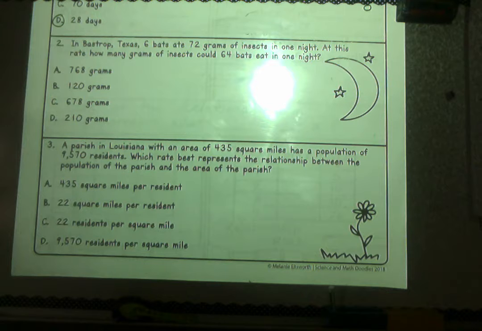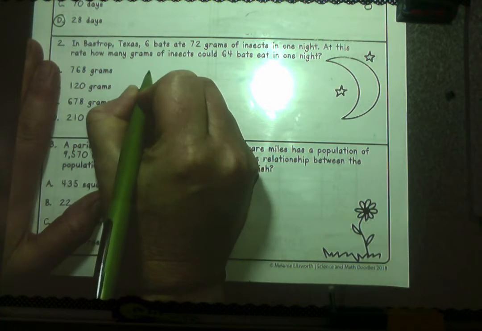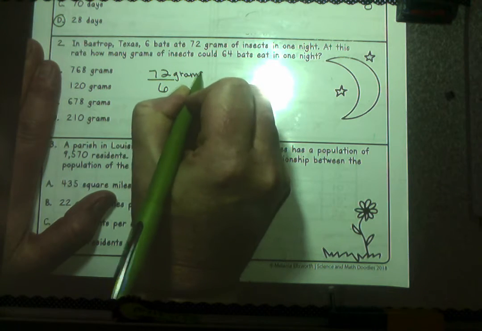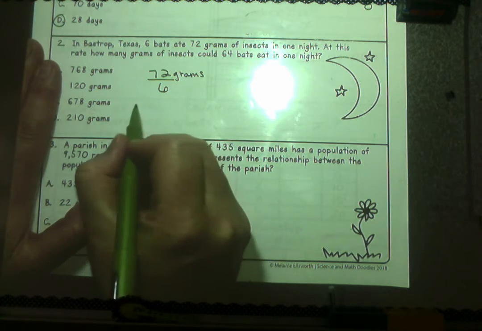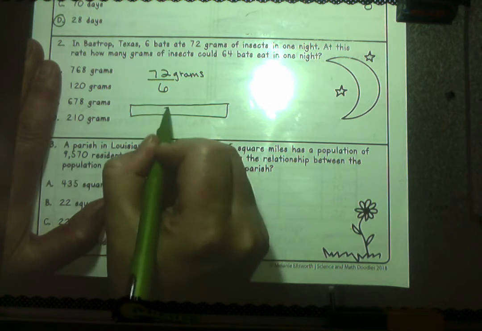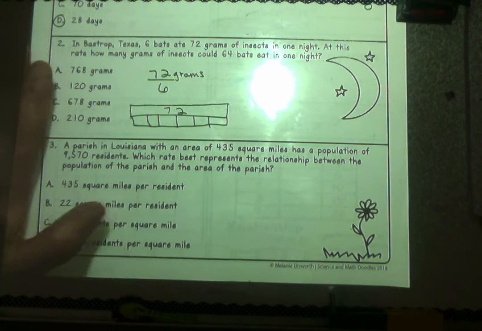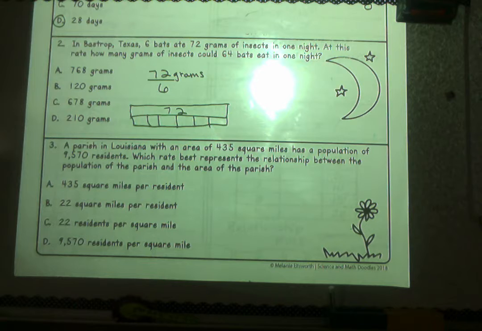We're still at 6 grams on the top. I think it's grams on the top. Yeah, let's try it. So if I have 72 grams for 6 bats, if I had a picture of that, it would look like this. So 72, and I would divide it up. Does that seem right? Yeah, that makes sense because I'm actually seeing how much each bat will eat.